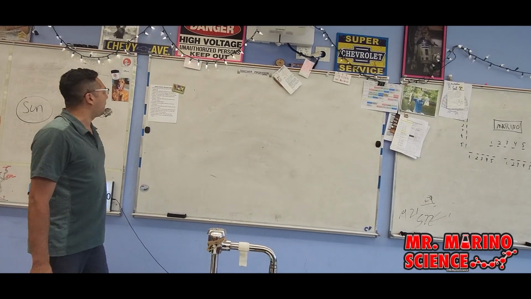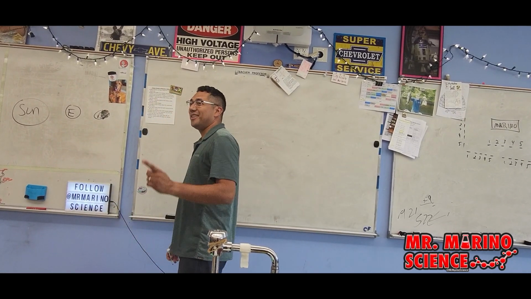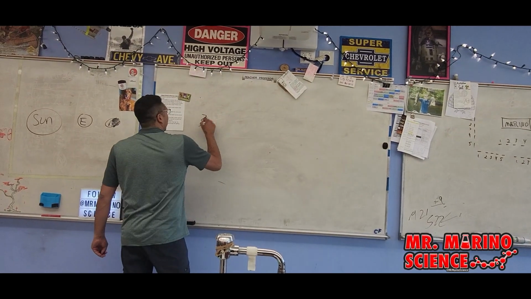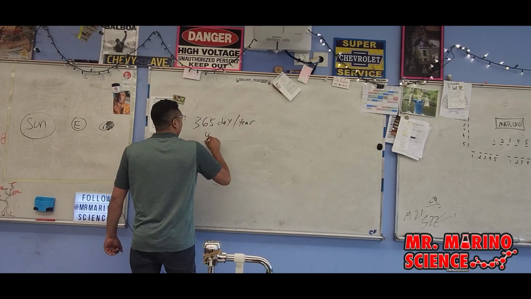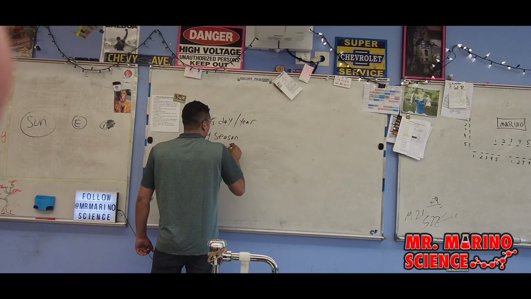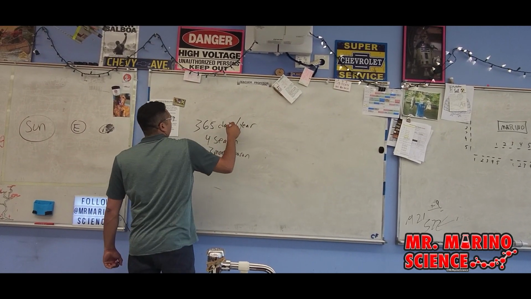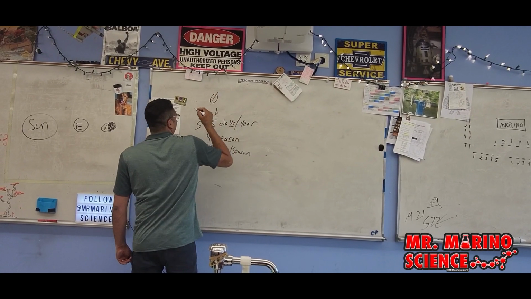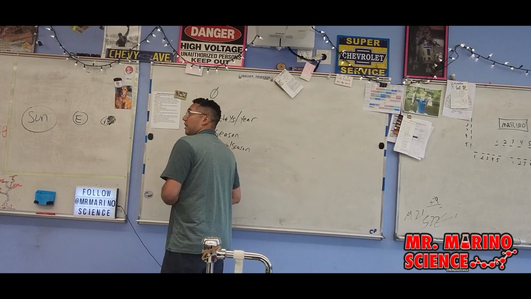How many times does the Earth revolve around the sun in 1 year? Gigi. Once. I'm gonna keep that in. Mr. Marino, keep that in. Good job, Gigi. 365 days in a year. 4 seasons. 3 months per season. 365 days, which means the Earth on its axis rotates 365 times in 1 year, for it to revolve around the sun.